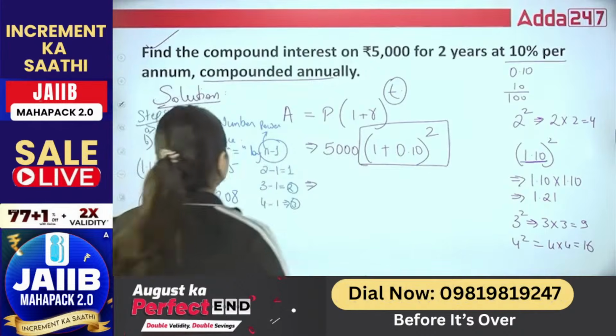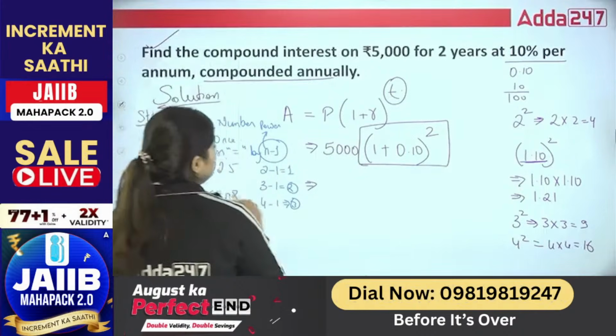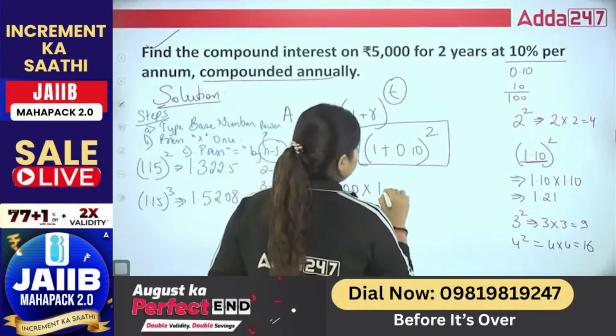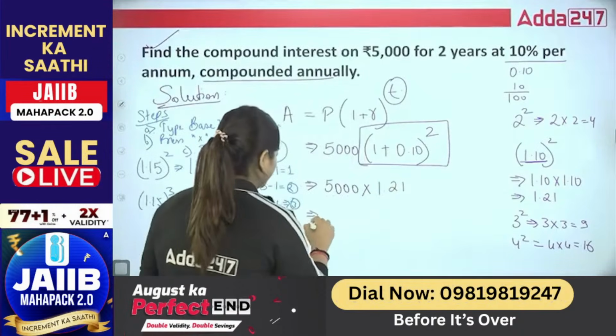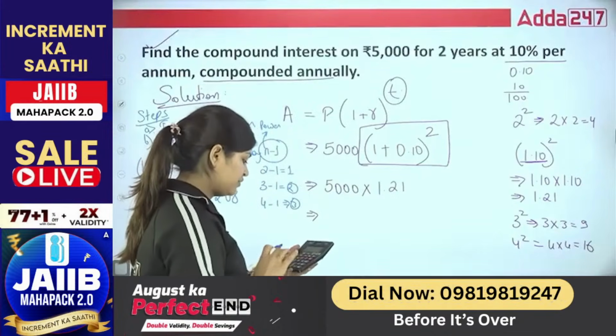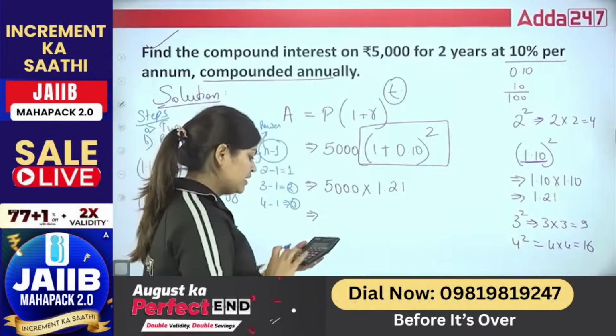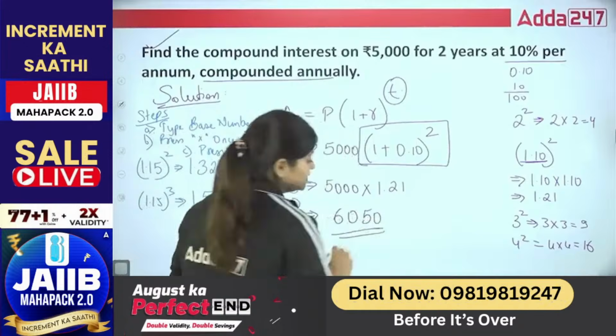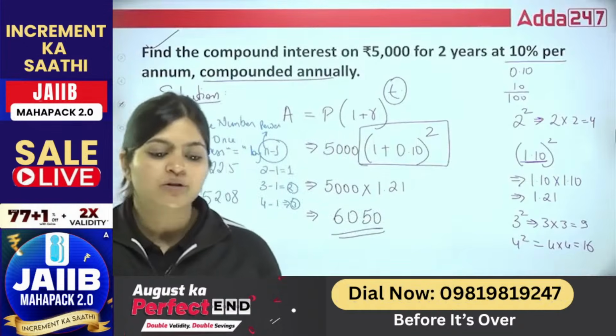So let's solve this question now. 5,000 into 1.21. So what is the final answer? 5,000 into 1.21. So here your answer is 6050. This is how we need to calculate compound interest.